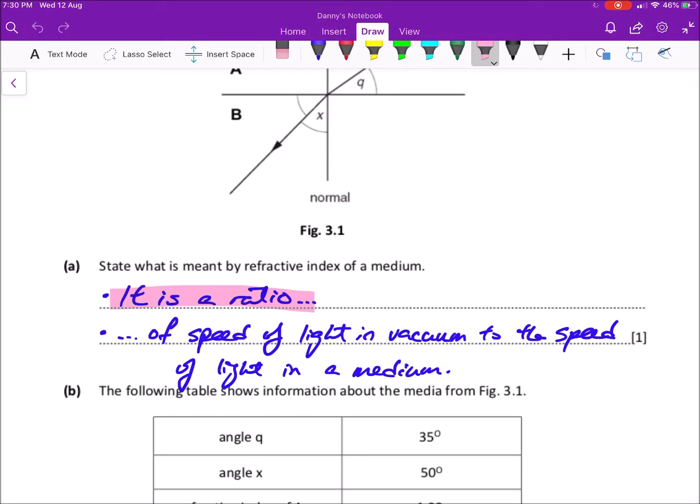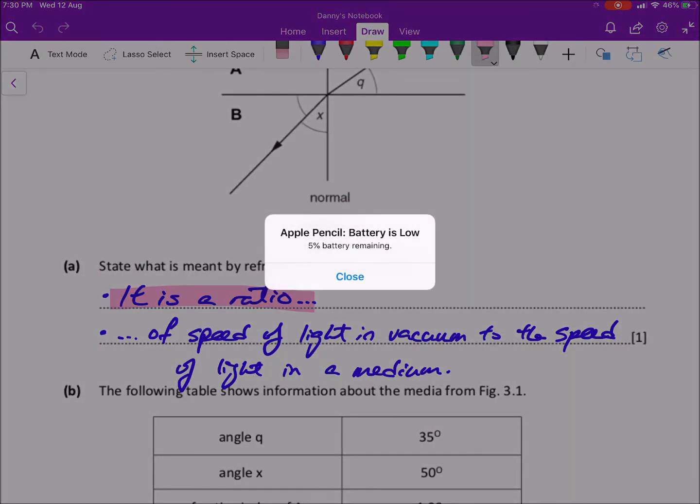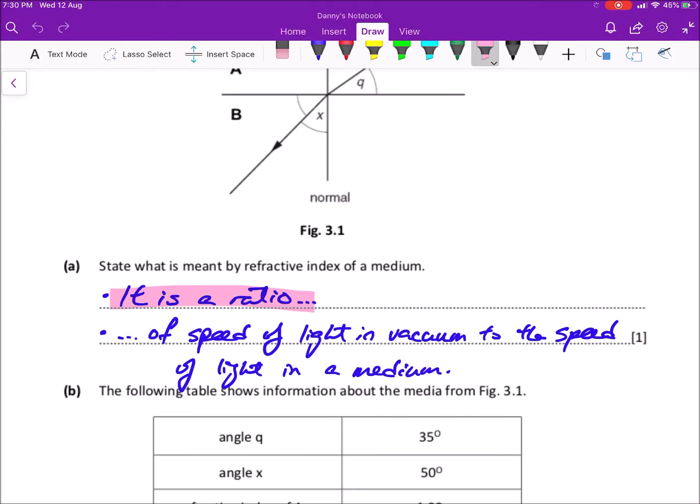Actually, during the marking, I wanted to give 0 to all those who just say refractive index is speed of this divided by that. This is not what it means. That is just a verbal mathematical expression. I wanted to give you guys 0, but because the other teachers in the other 2 classes wanted to be lenient and encourage you to do better, we gave you half a mark.